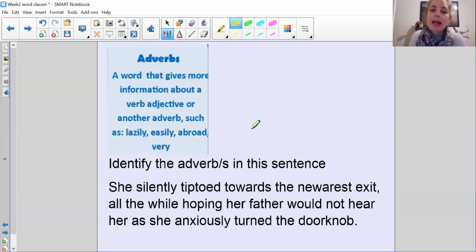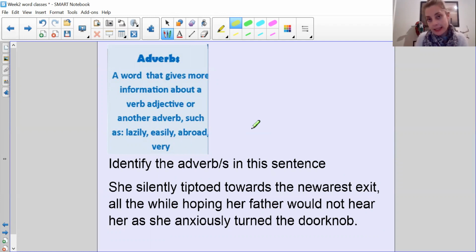We talk about adverbs. Adverbs give us more information about the verb, adjective or another adverb itself, okay? But the one that I want you to really think about is the verb one, okay? So making sure that you're giving more information about how the action is done. And generally speaking, adverbs end with an ly.